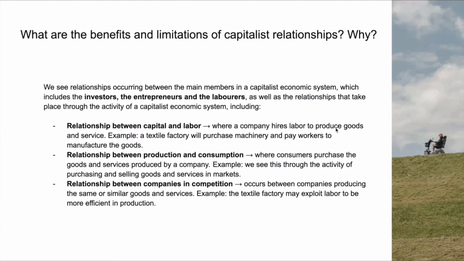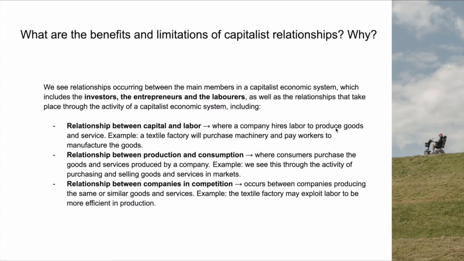What are the benefits and limitations of capitalist relationships? We see relationships between the main members in the capitalist economic system, which include the investors, the entrepreneurs, and the laborers, as well as the relationships that take place through the activity of capitalist economic systems, including relationships between capital and labor, relationships between production and consumption, and relationships between companies and competition.